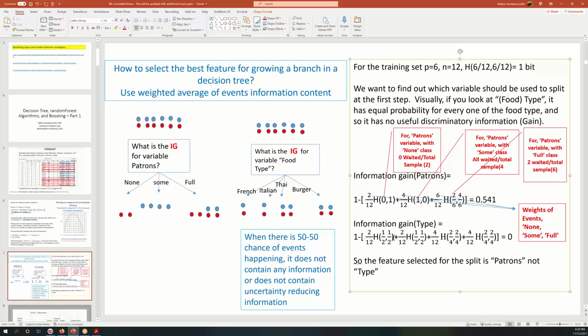This is equal to 1, this is equal to 1, this is equal to 1. But each of them is a fractional probability, so the whole thing becomes 1 only. So the gain becomes 0.